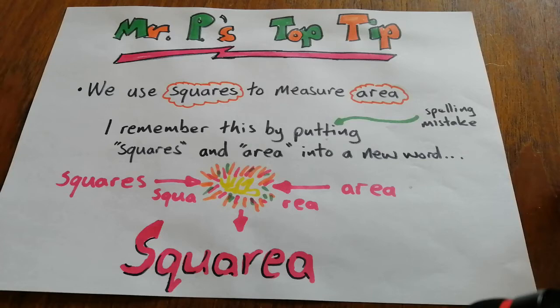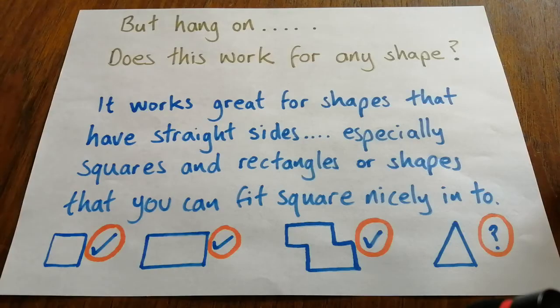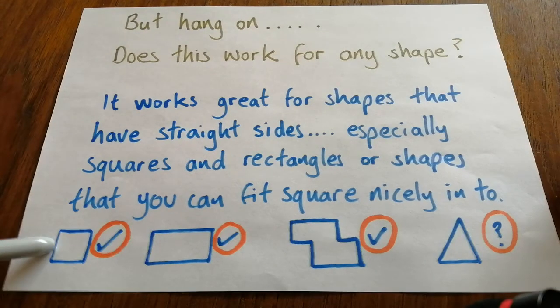Okay, let's go on to the next slide, because we've done rectangles and we've done squares and we've done big shapes that look like they're a mixture of rectangles and squares. But what about other shapes? So the big question is, does this thing that we are doing just now work for any shape? Well, it works great for shapes that have straight sides, especially squares and rectangles, or shapes that you can fit a square nicely into. So it works nicely for this, we'd give that a big tick.